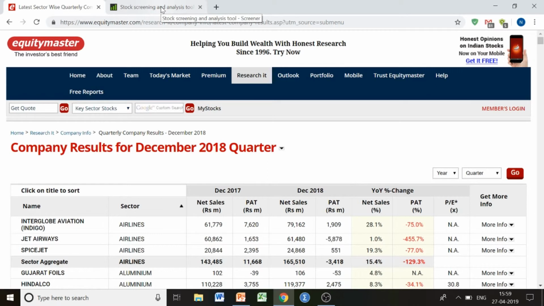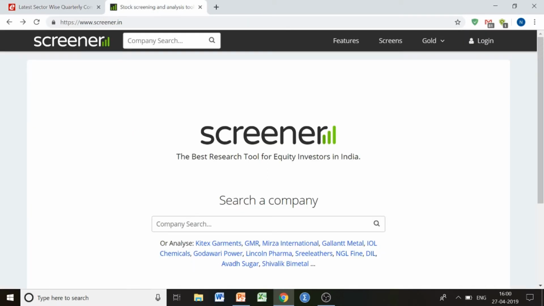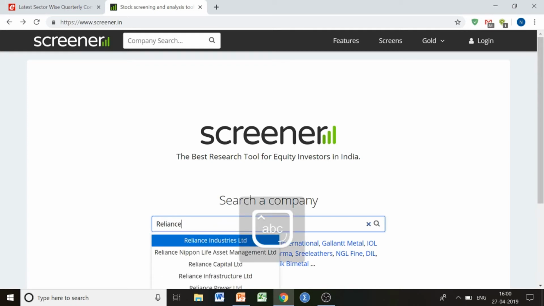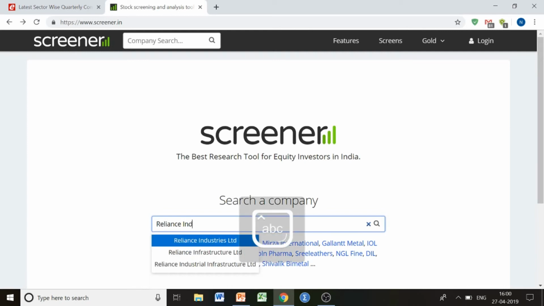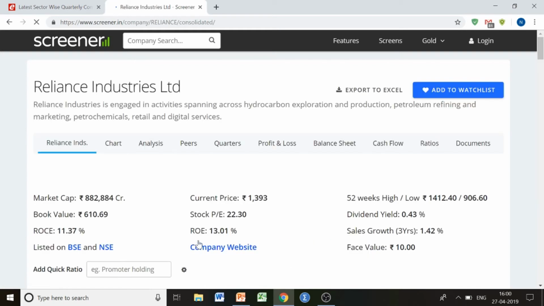Other than that, once you have decided on any of the industries, let's take an example of Reliance Industries. If you have decided to invest in it, there is a website called screener.in. It will provide you all the company's financials. So it's very helpful. I do recommend going on this website and checking if it is okay for you to make an investment decision or not. Just see how it is providing you the information.